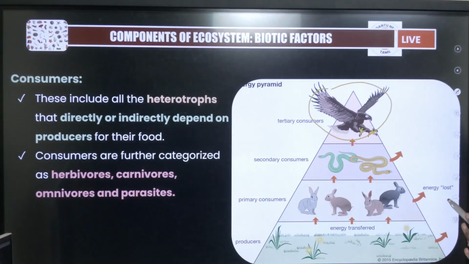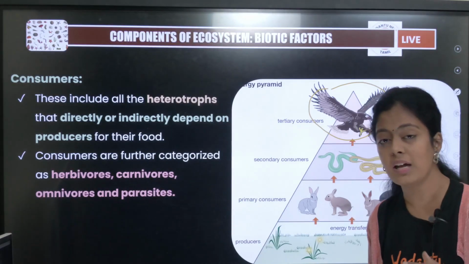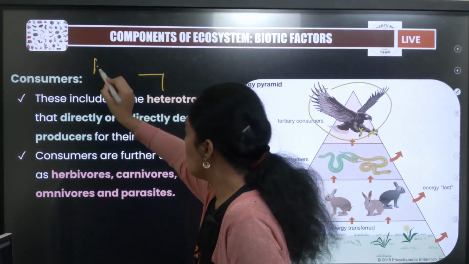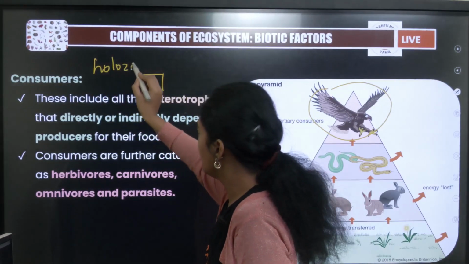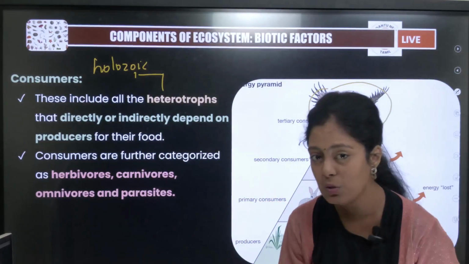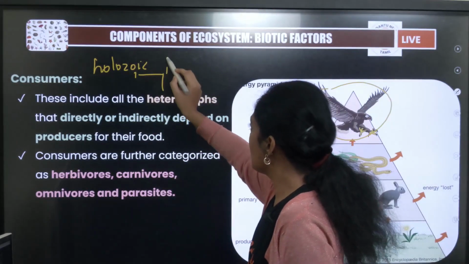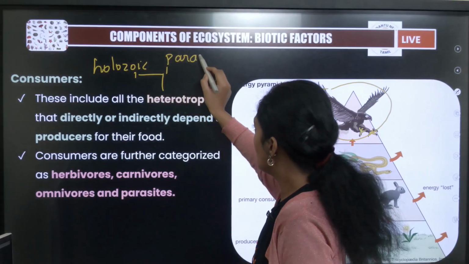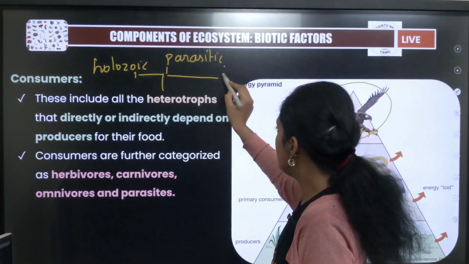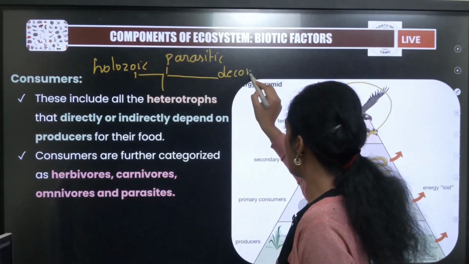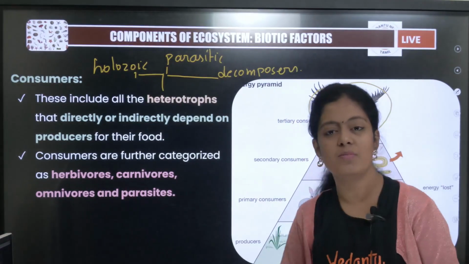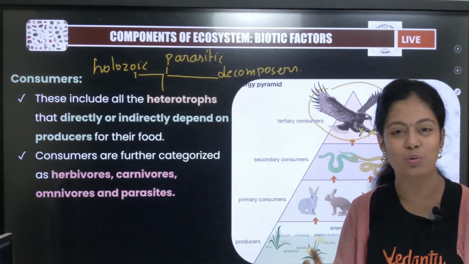So all consumers are heterotrophic. When I say heterotrophic, you have different kinds of nutrition there. One is holozoic: we are all holozoic, we consume the food and absorb the nutrients from it. They can be parasitic, living inside the host. Or they could be decomposers or saprophytic. All three can be there when it comes to heterotrophic nutrition.